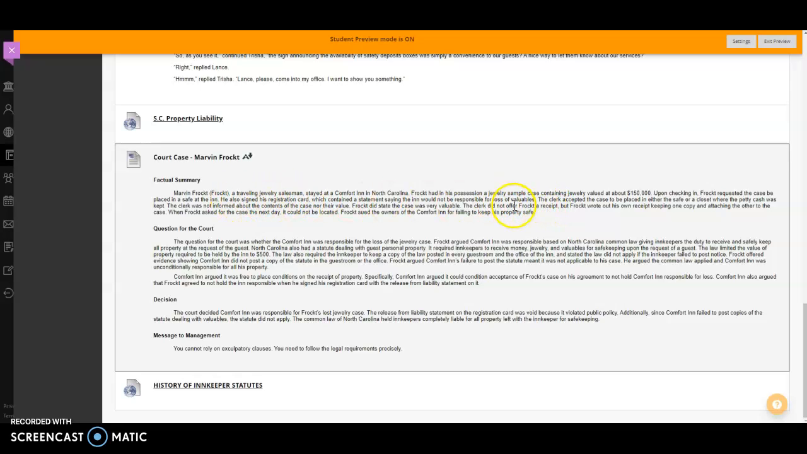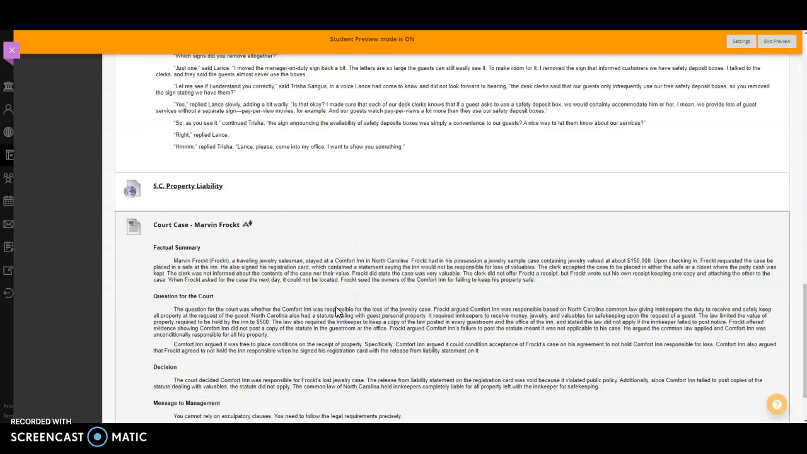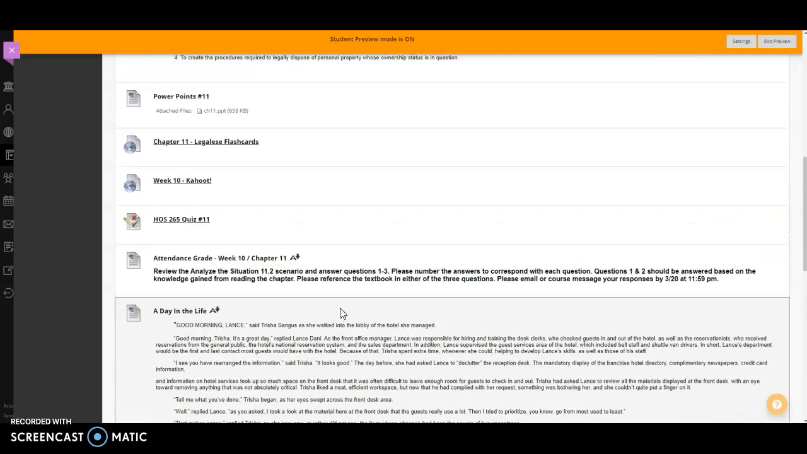It involves someone leaving items with the front desk to be placed in a safe for safekeeping, with jewelry that was valued over $150,000. It was, of course, lost or stolen without the knowledge of the inn, and all of that. So it gives you an idea of how things do happen. And this was in North Carolina, so it is kind of close to home, I guess you could say.